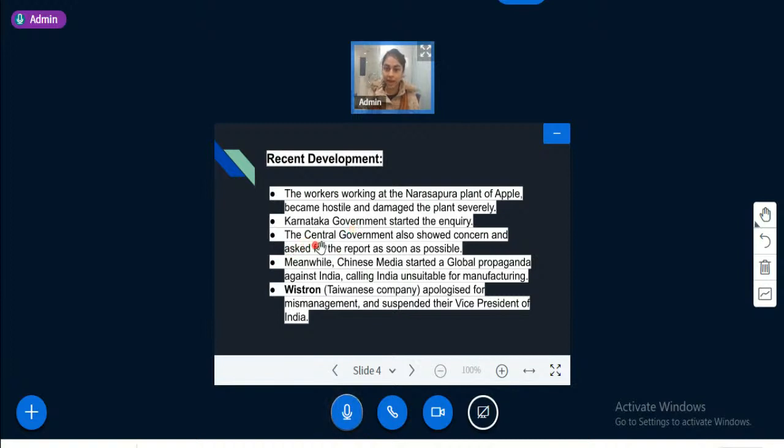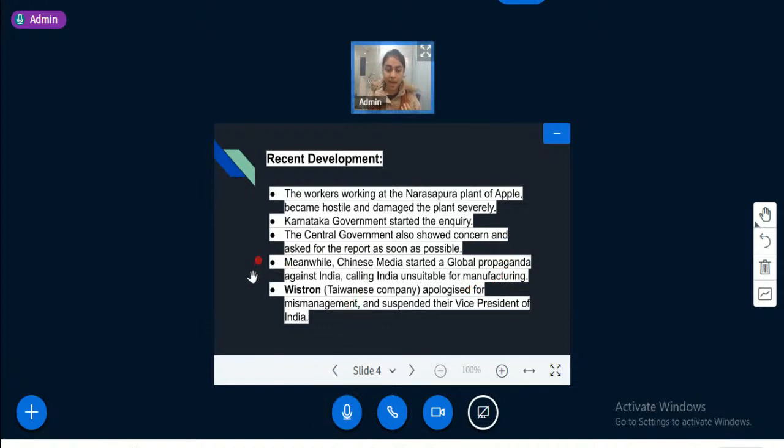Even the central government became active, because it is a major issue and an international brand is involved. And secondly, you will be surprised that within hours of this incident, China became so active and started global propaganda against India. They said you are going to India, leaving China behind, and now you need to pay the price. Whenever any company leaves China for another country, you will face problems, because China is the best country to work in, with the best labor laws and the best manufacturing laws. Chinese media became very active internationally with this propaganda.